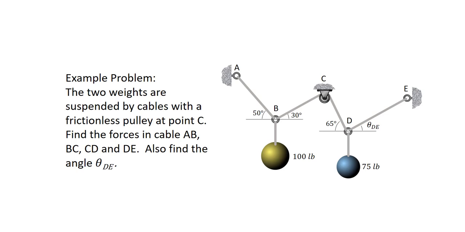The two weights are suspended by cables with a frictionless pulley at point C. Find the forces in cable AB, BC, CD, and DE. Also find the angle theta DE. Note that cables BC and CD are actually the same cable, just sections on either side of our pulley.